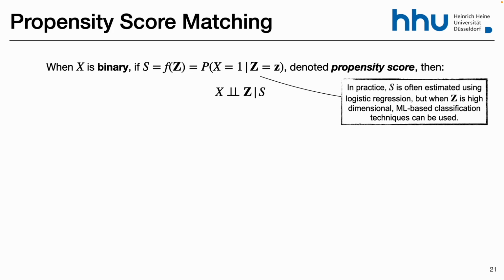But of course, if Z is really high dimensional, you can use a classification approach from machine learning. It's just classifying if you received or didn't receive the treatment, given a billion variables. Deep learning deals with this easily. As long as you have a good estimator for this, and if you believe that this is true, then it's fine.